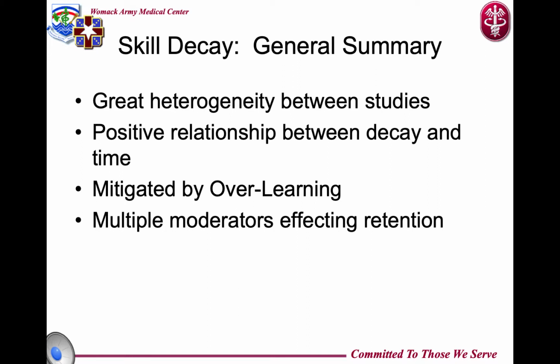Finally, we can say with confidence that skill decay is mitigated by overlearning. However, the temporizing effect of overlearning depends on the multiple moderators affecting retention. So it's very difficult to predict retention or rate of decay, particularly among a heterogeneous cohort, so a variety of experiences and individual abilities.